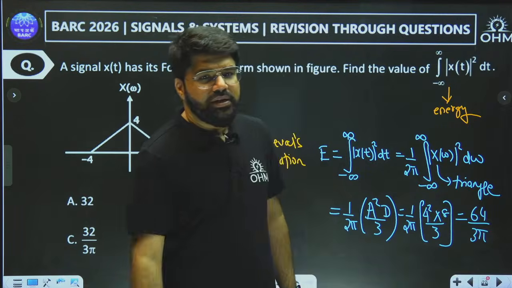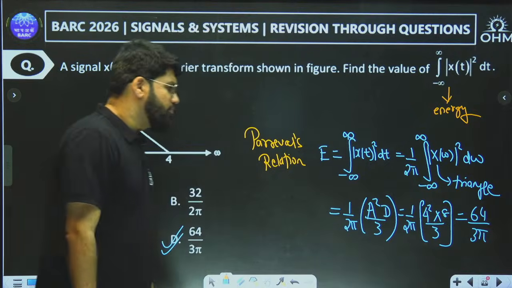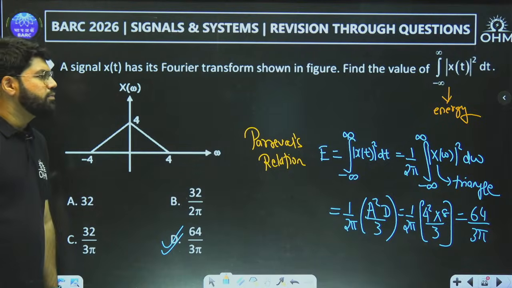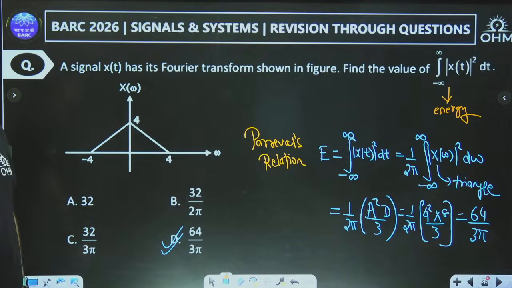Yeah, correct answer, Mani and Sai Vikas. D is the correct answer: 64 by 3 pi.